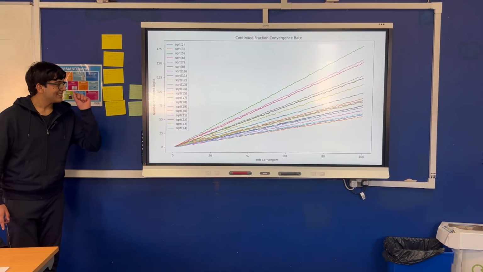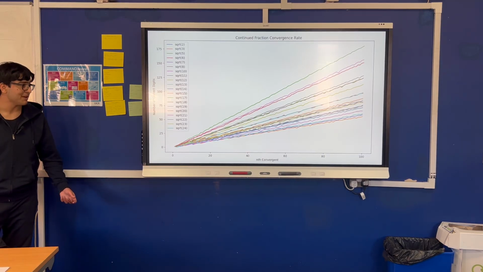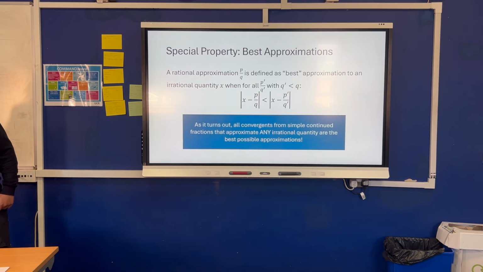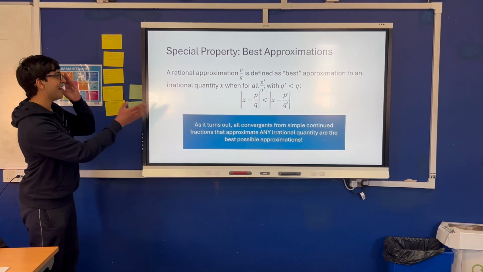But there is something really, really cool over here, which you can't see with Newton's method. There's a special property behind these rational approximations. They are the best. I'm not kidding. They are actually the best. This is a mathematical thing.